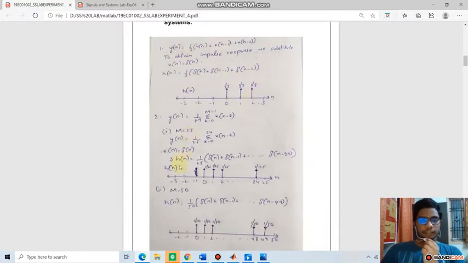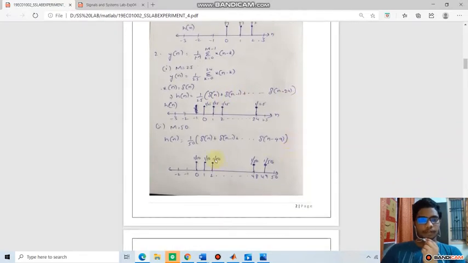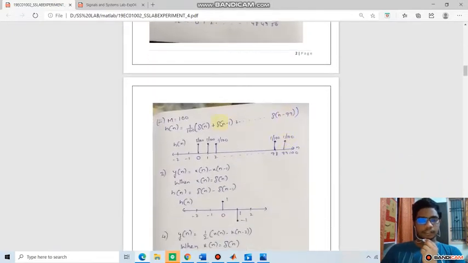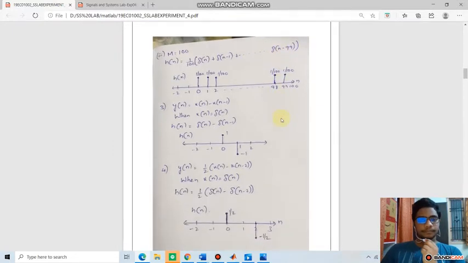In the second one, h of n will be, for M equals 25, 1 by 25 times delta of n plus delta of n minus 1 and so on up to delta of n minus 24. For M equals 50, h of n will be 1 by 50 of delta of n plus delta of n minus 1 and so on to delta of n minus 49. For M equals 100, h of n will be 1 by 100 times delta of n plus delta of n minus 1 plus and so on to delta of n minus 99.